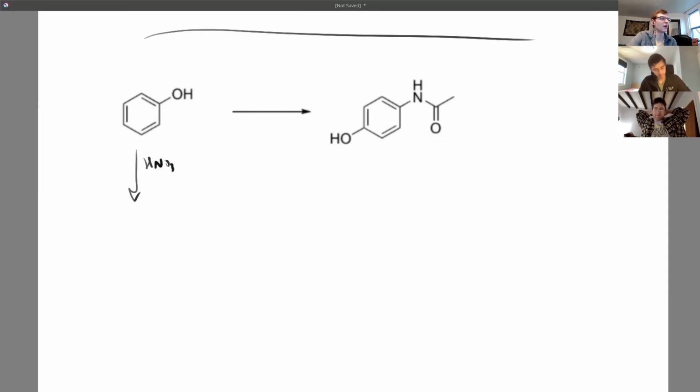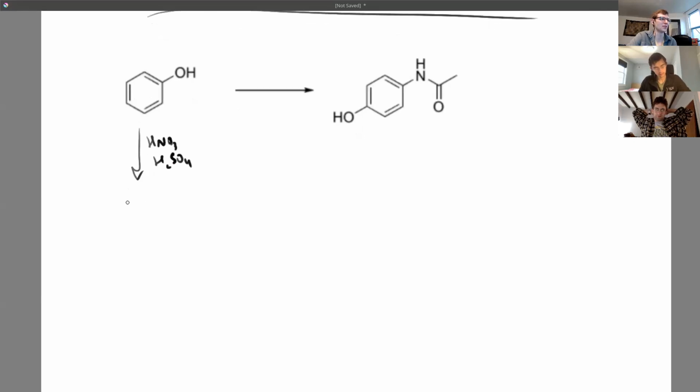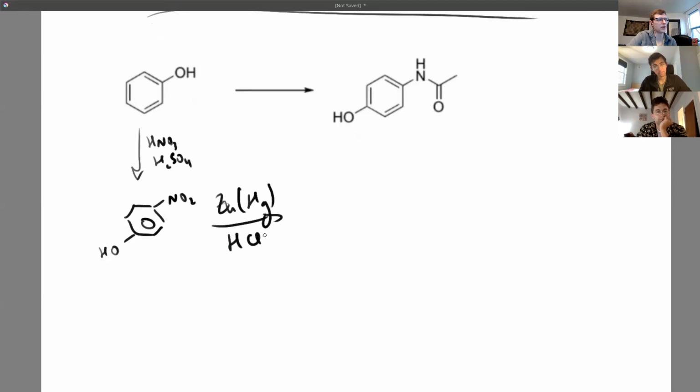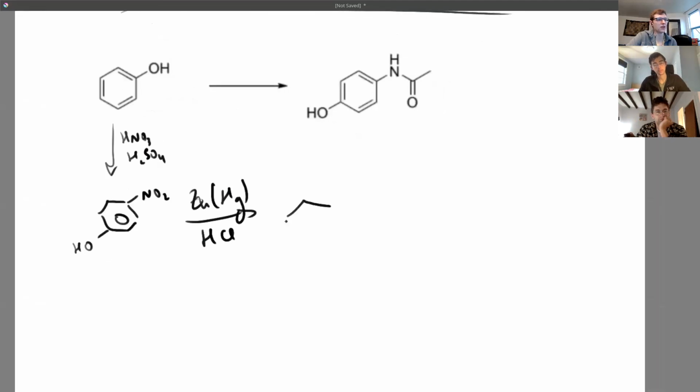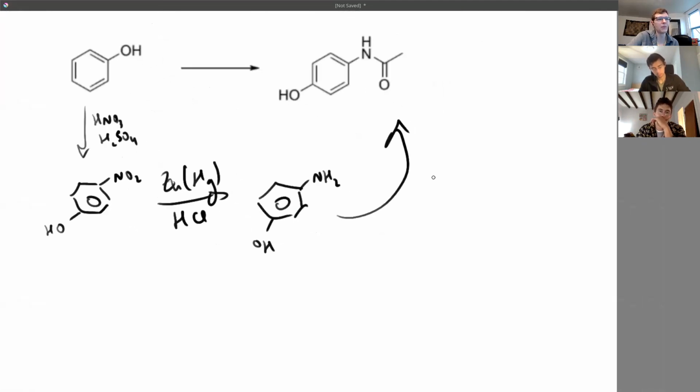While you guys have been saying that, I've been also stuck trying to remember what this is. Yeah, there we go. Nitric acid and sulfuric acid, right? And do the same thing with the Zn(Hg), HCl deal. That's right. We picked the easiest thing. And then, as Sarah was saying, we could just smack an acid chloride at it. Yeah, acid chlorides are fine.